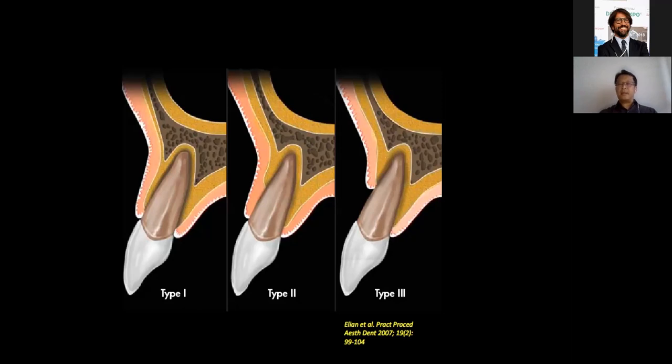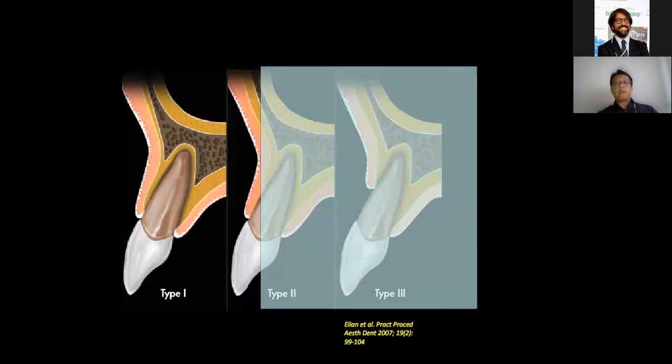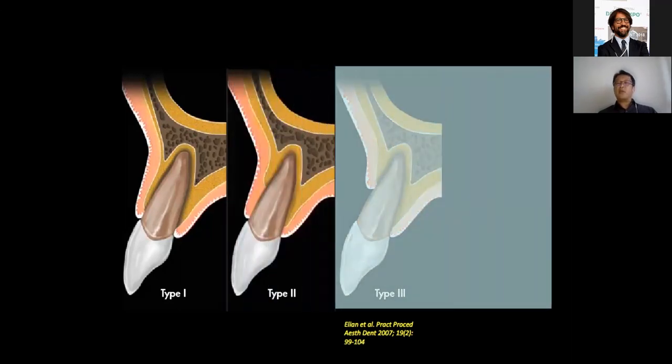More challenging are the type 2 and type 3 cases. But type 2 are quite interesting cases. I'll show you how I'm doing it in our practice today. Maybe some of you are doing the same way. Type 3 is the difficult one, where we tend to do staged, whereby I will actually raise a flap. Both type 1 and type 2, I do not raise a flap. But type 3, I raise a flap because I need to make sure I have enough soft tissue to contain my graft.